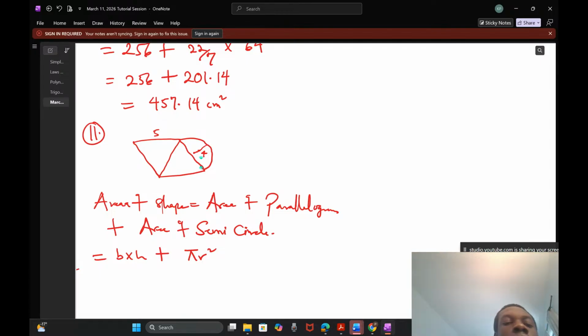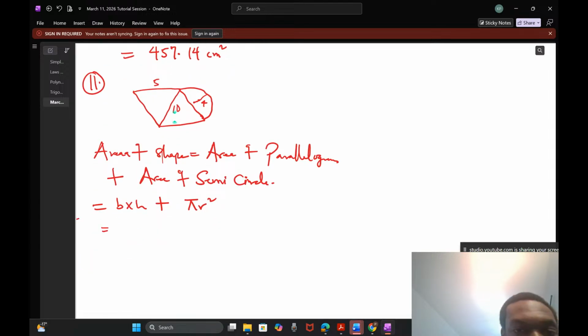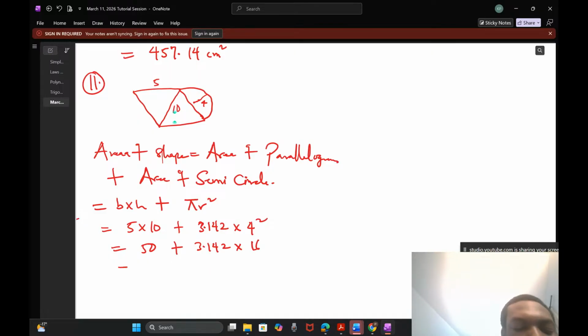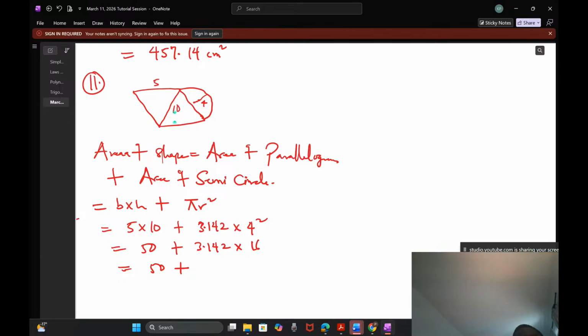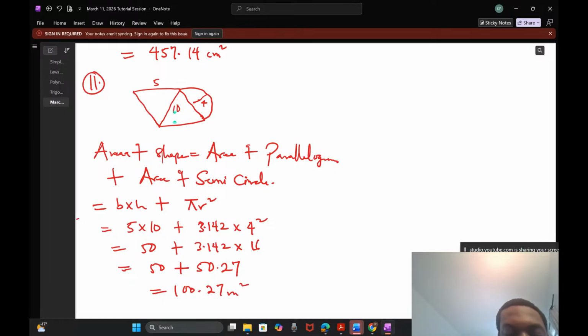So let's assume that this height here is 10. So that will be 5 times 10 plus 3.142 times the radius, which is 4 squared. So 5 times 10 is 50 plus 3.142 times 16. Let me punch this in the calculator. So that's 50.27, so that's 100.27 meters squared.